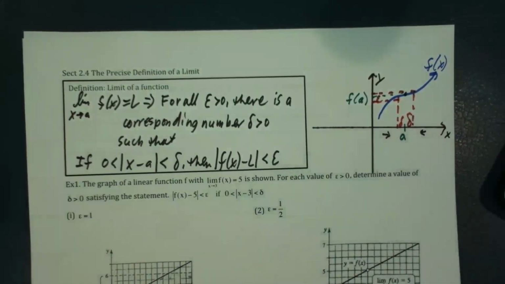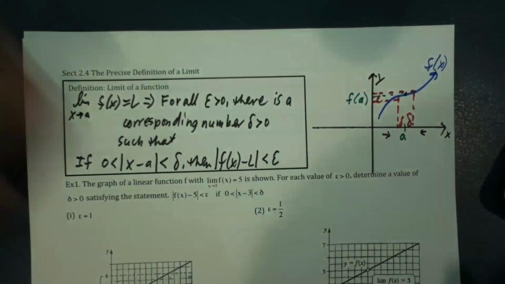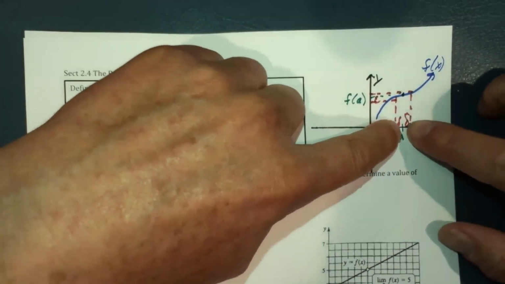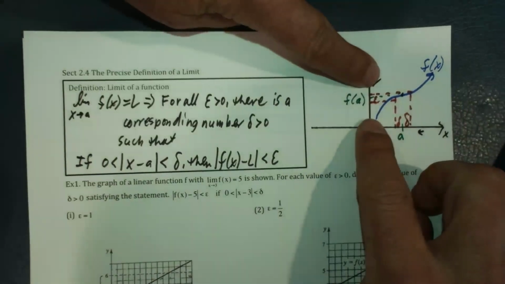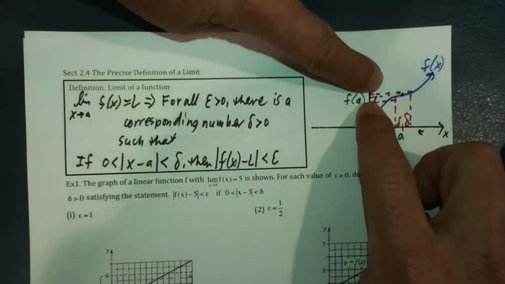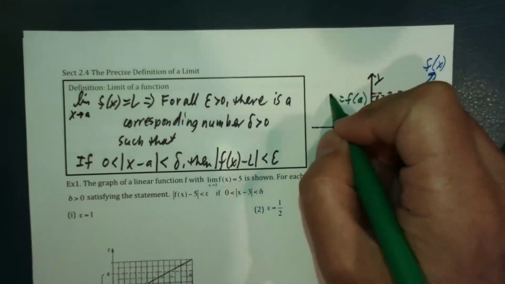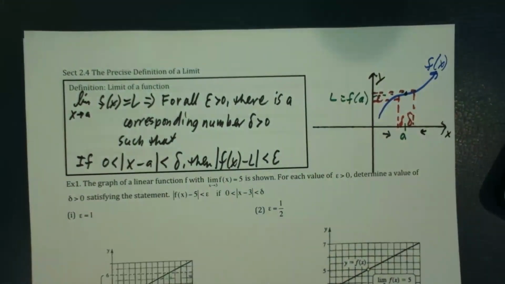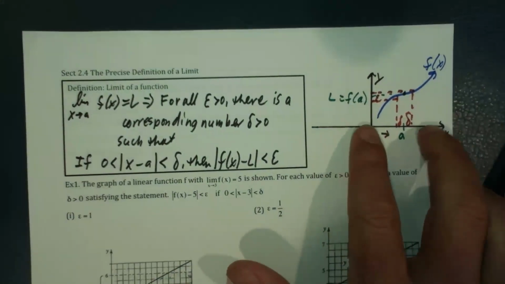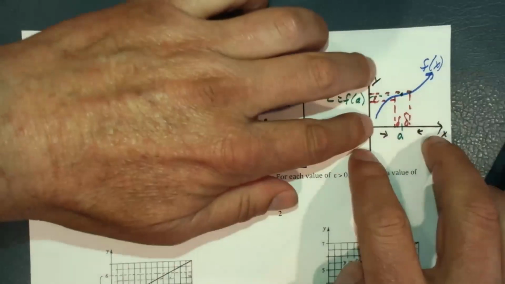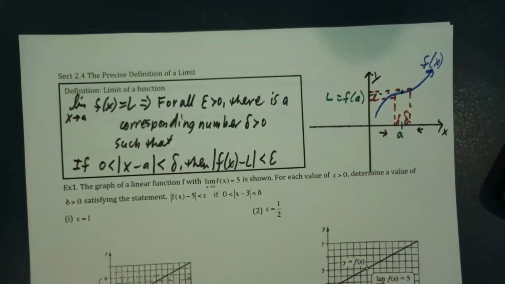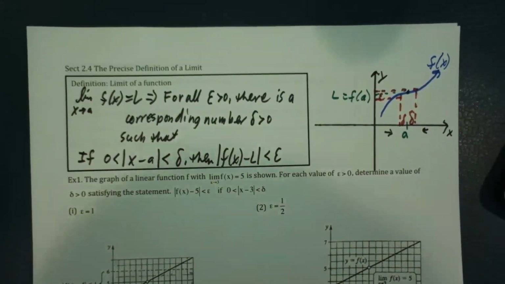So here's what we're saying. As we're getting closer and closer to a here, we should be approaching f of a here. Okay, f of a is our L in this particular case. So as this distance gets small, this distance should also get small in the same way. So let's rattle that around a little bit and kind of see what we're getting for that. So we're going to start here.